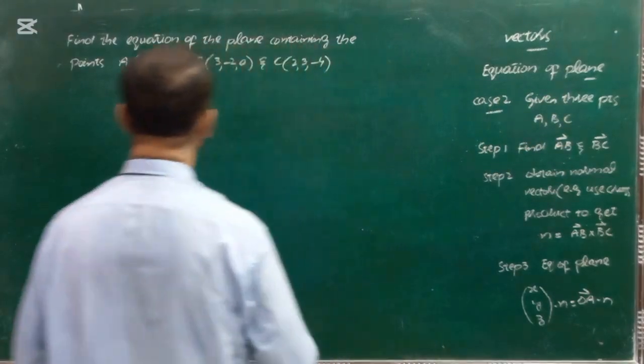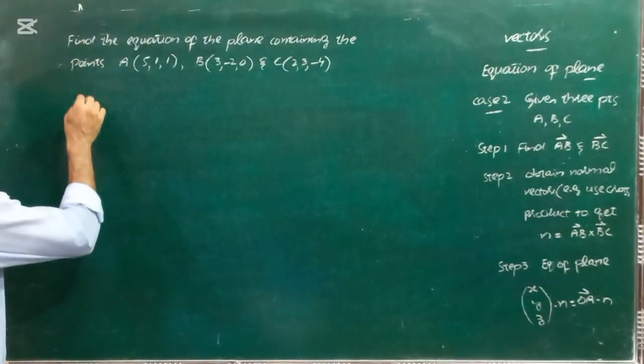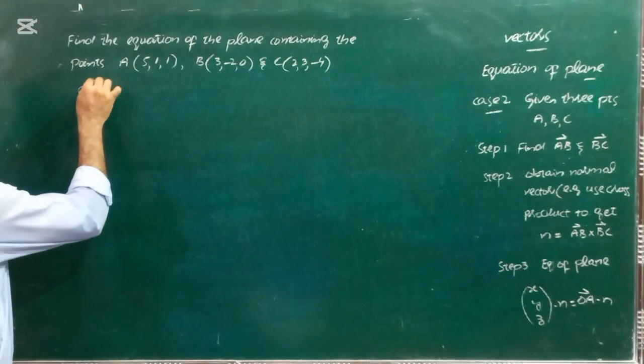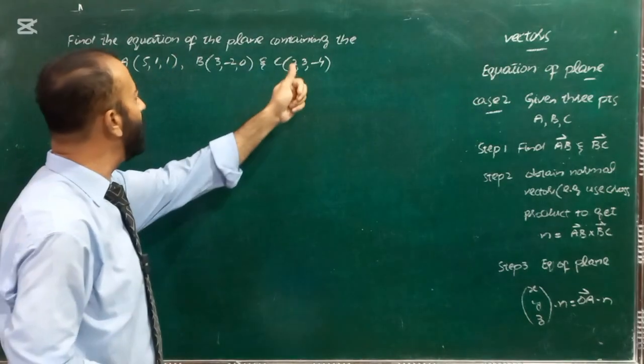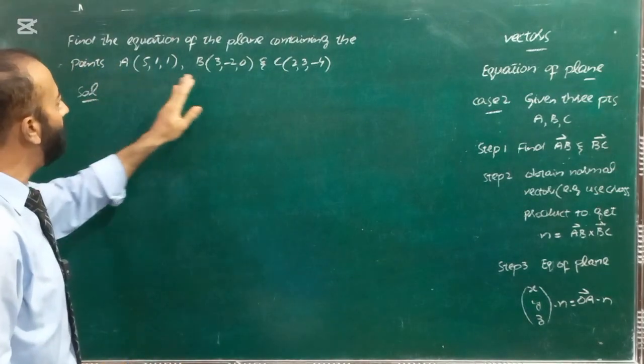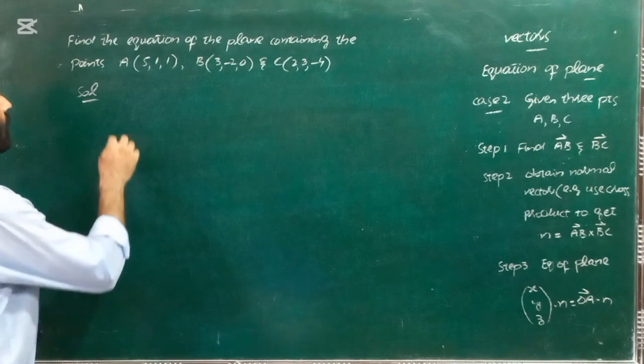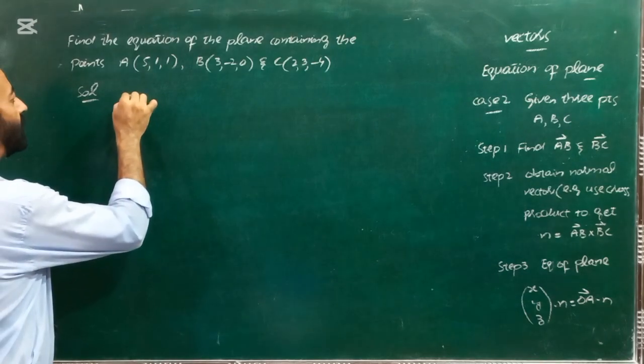So look now, here is the solution of a question that will make your concepts more clear. Find the equation of the plane containing the points A, B and C. Okay, first we will find the vector AB.